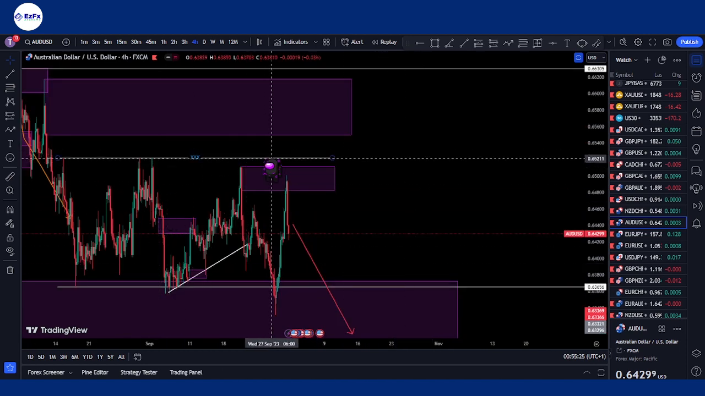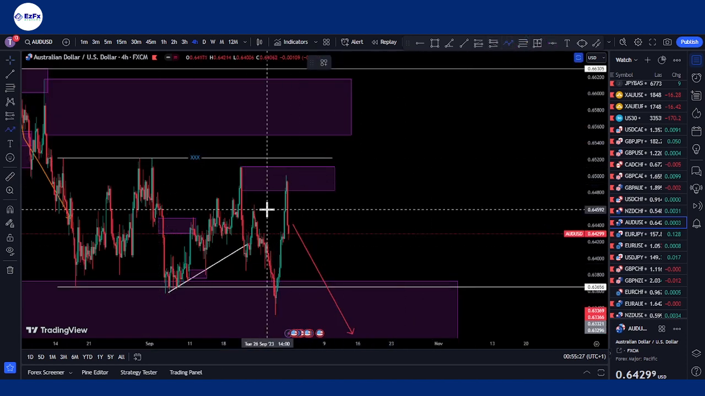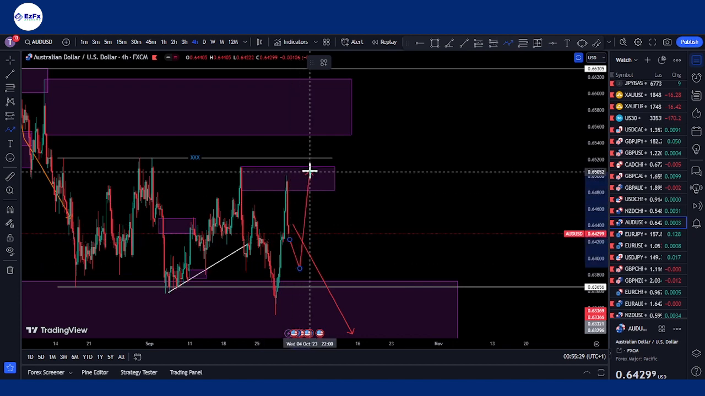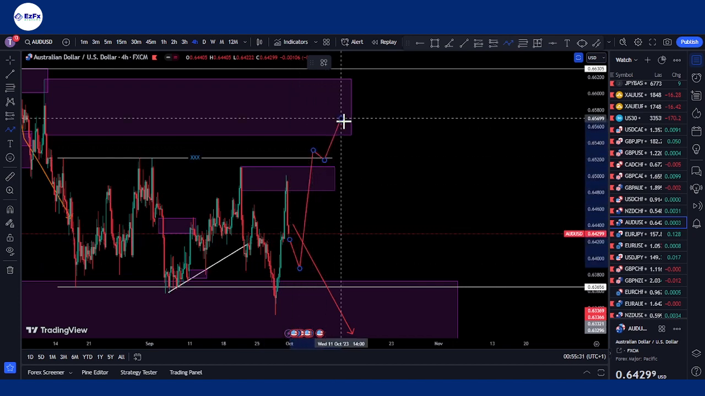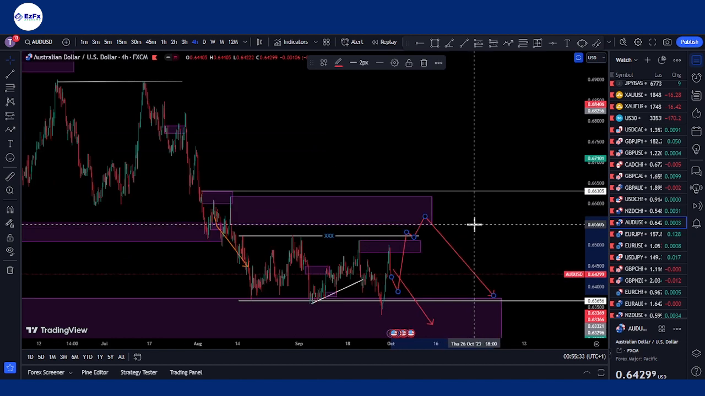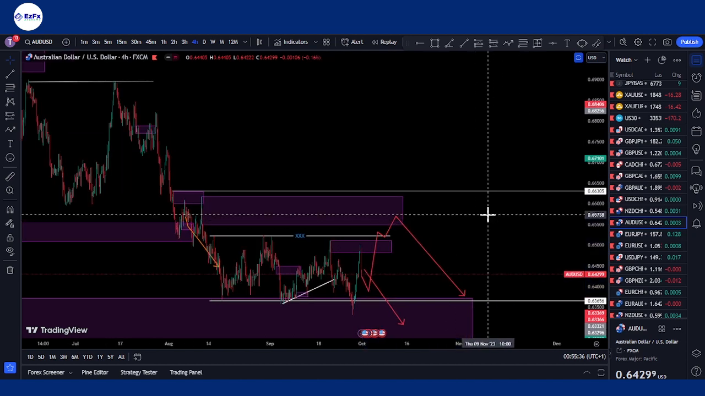However, if we get to see a break of that resistance, then very much so we might have something like this happening, and then we get to see our sell-off. So I'll be watchful currently. Really, I'll have to be a bit more watchful during the course of this week.